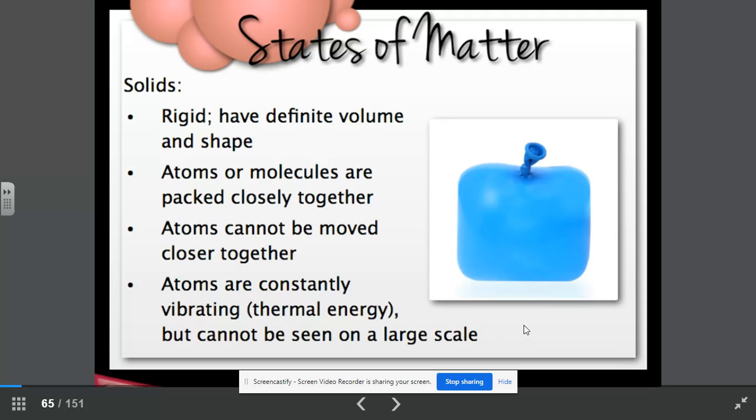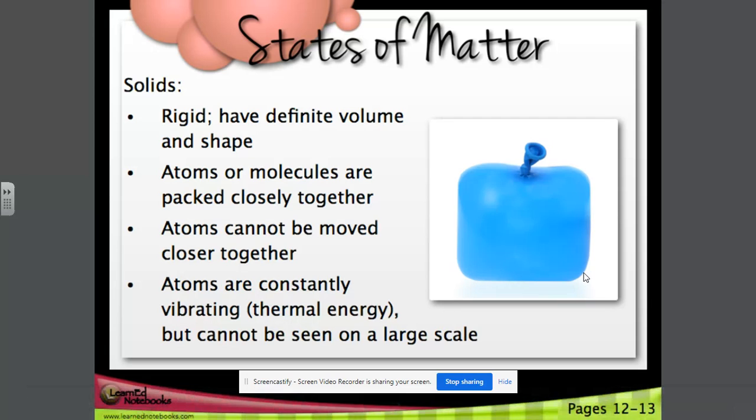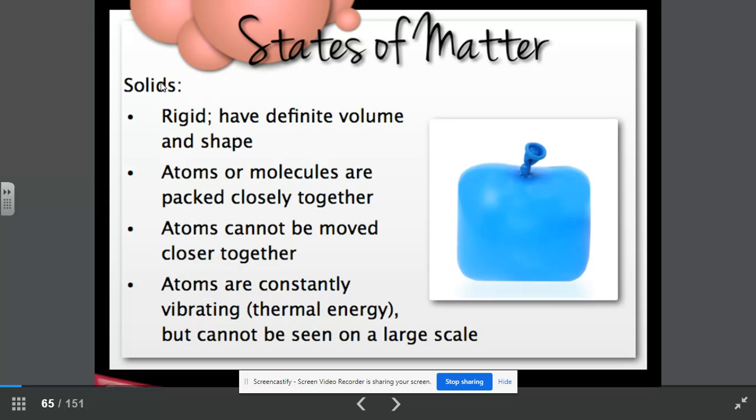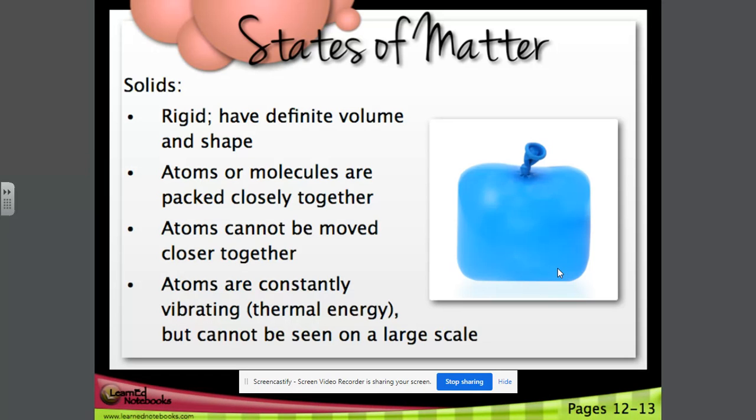Solids, and this is probably a review because states of matter, if you recall, goes way back to kindergarten where you talk about things are either solid, liquid, or gas. So I like the way that they've represented them using substances in a balloon. So we've got a balloon here and it's probably filled with water. So we can see that a solid, if it's frozen water, it's going to take on a shape. It's going to be rigid, have definite volume and shape. The atoms or molecules are packed closely together. The atoms cannot be moved any closer together in this state. Atoms are constantly vibrating due to thermal energy, but cannot be seen on a large scale.